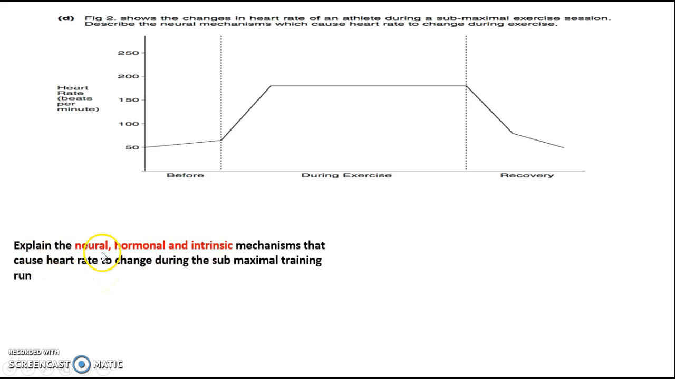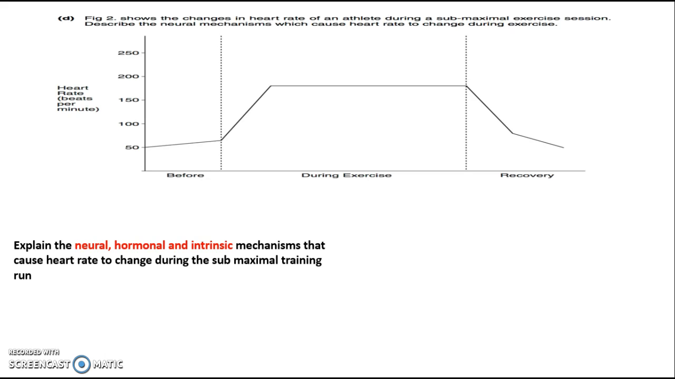It could ask you to explain how the neural, hormonal, and intrinsic mechanisms cause heart rate to change during the submaximal training run. So you've got to use your knowledge on neural, hormonal, and intrinsic mechanisms and how they cause heart rate to change and the effect they have on an aerobic performer. I think they probably have a look at something along those lines. That's part one. Now that comes from the cardiovascular system, as I showed you before.